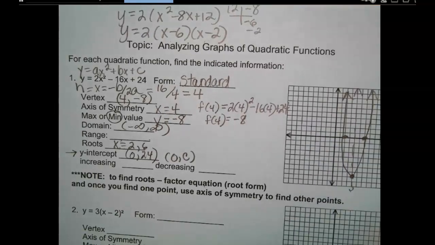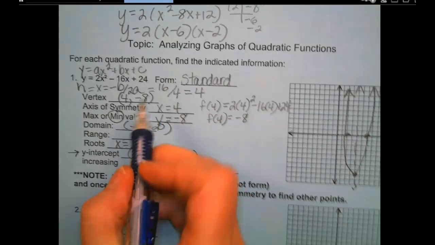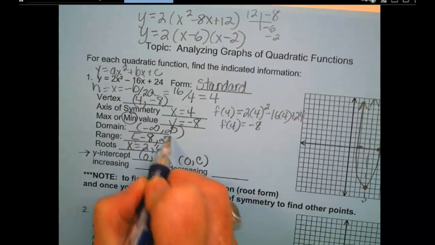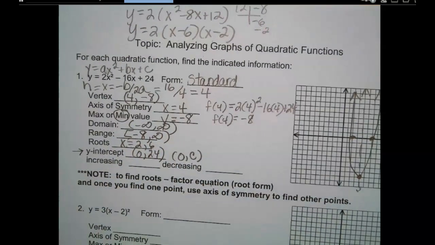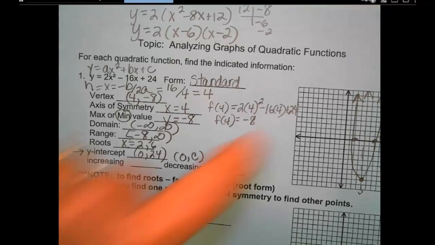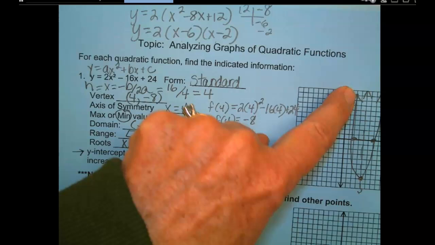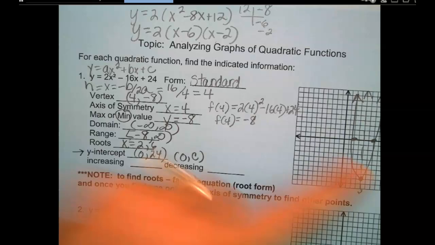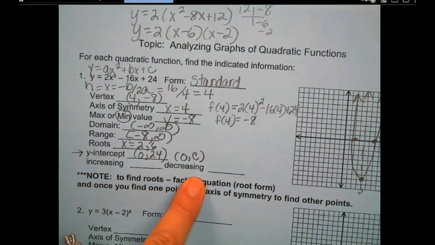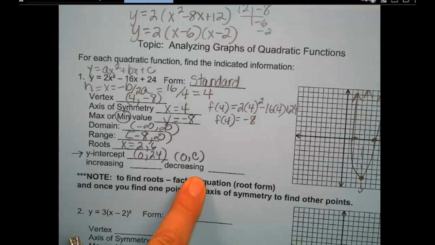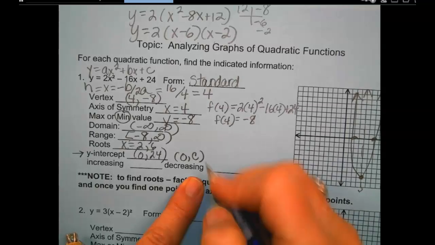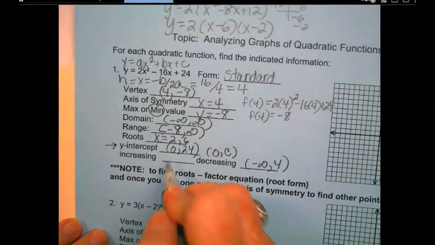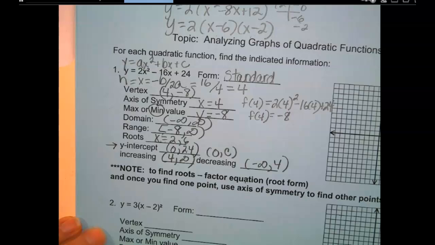So my range is bottom to top, and so my bottom value is the K value, which is negative 8 to infinity. And if you put your finger on the parabola, on the left, am I going down or up to get to the vertex? Down, so that's the decreasing. And remember, do I use X or Y with my decreasing? X, always X. So I'm going to do negative infinity to 4, and then 4 to infinity.